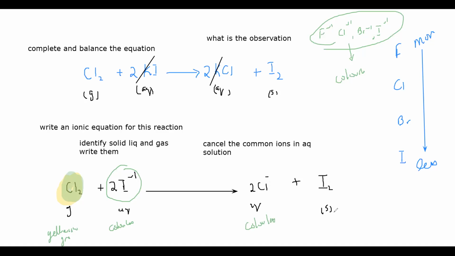An iodine molecule is there as a solid. If the iodine molecule is there as a solid, what will you observe? You will observe a black or purple solid. There is no white metal here in this example. There are no metals. It's a black or purple solid form. So the observation is the yellowish green gas changes to a black or purple solid.